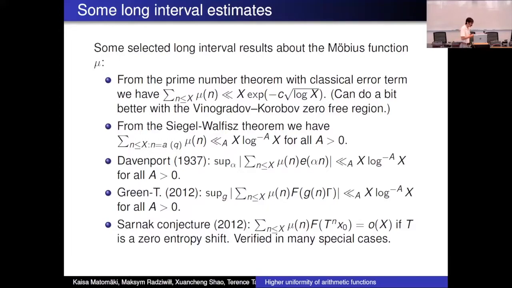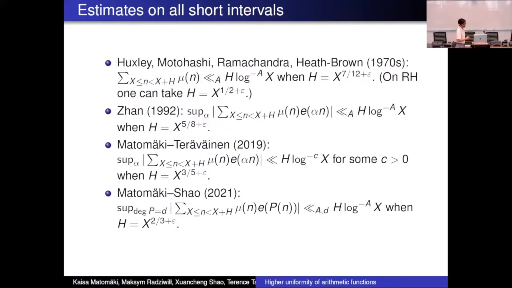Now, short intervals are harder. Of course, if you can control short intervals, you can average them together and get bounds on long intervals. And the shorter the interval, the harder it is to get theorems. But we have theorems. For example, if you're correlating Mobius with 1, we have some bounds on short intervals. For instance, we can save powers of log on any short interval as long as h is bigger than x to the 7/12.